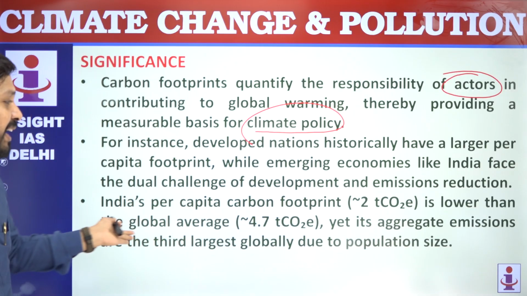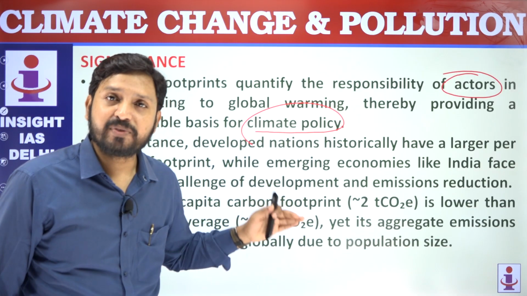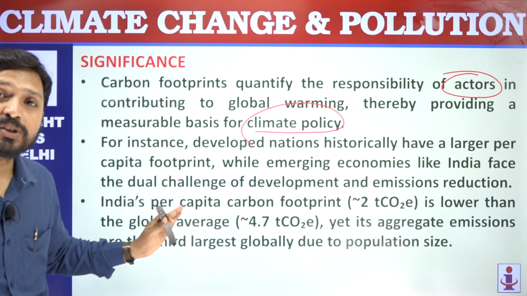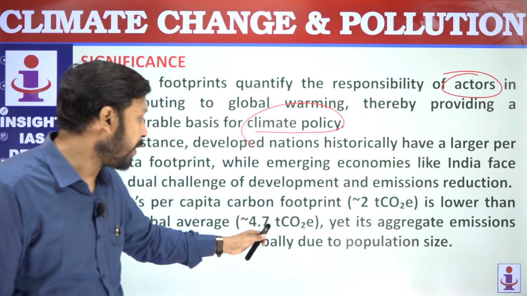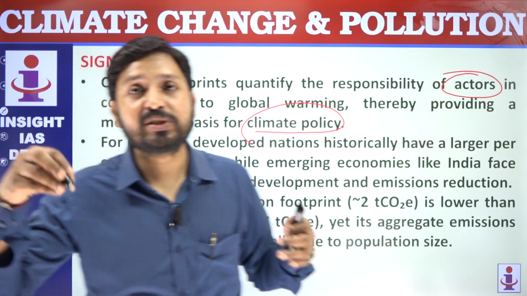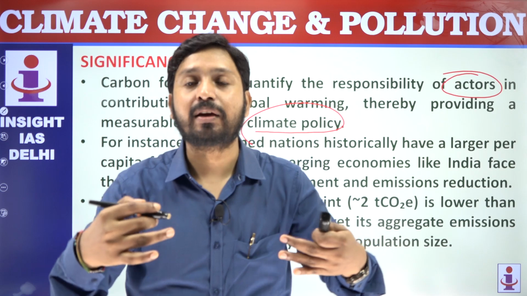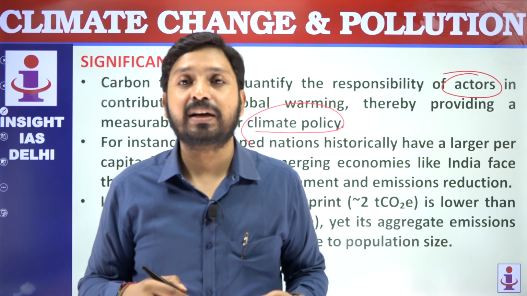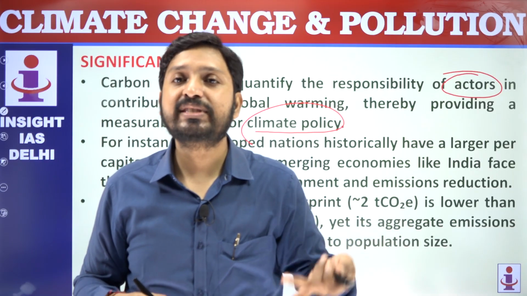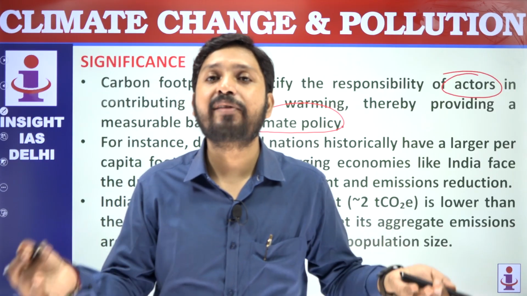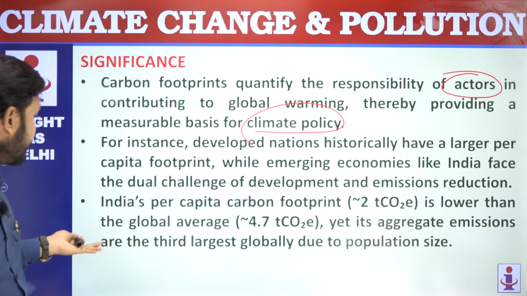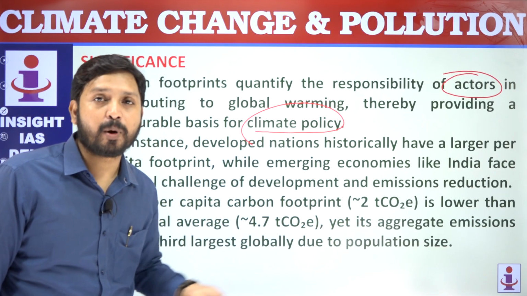Apart from that, India's per capita carbon footprint is very, very low, hardly 2 tons of carbon equivalent, which is much lower than the global average of 4.7 tons of carbon equivalent. But if we see in aggregate, India is the third highest releaser of greenhouse gases. For example, the first is China, then the USA, and later India will come, because India has a huge population. So its aggregate emissions are the third largest globally due to the population size.